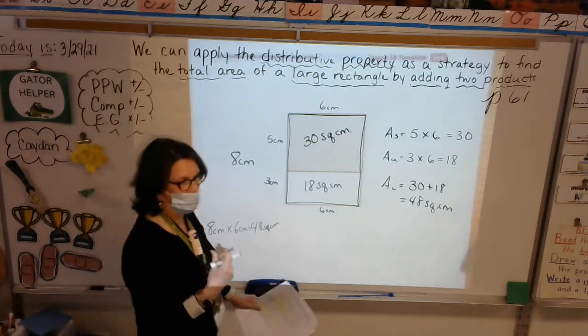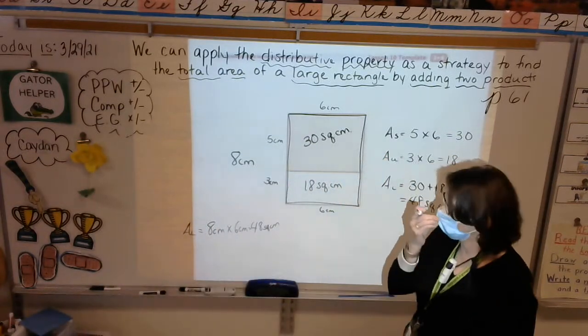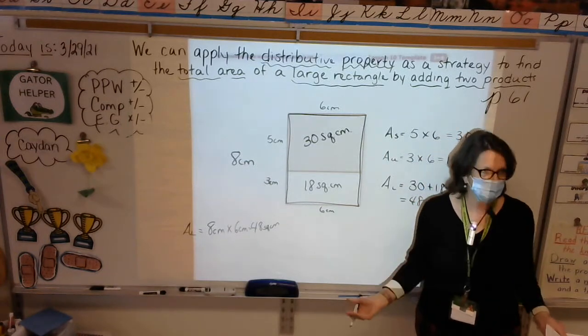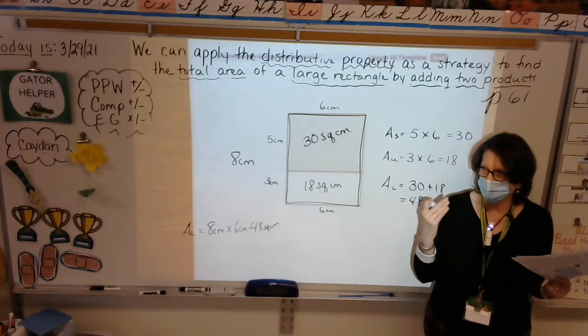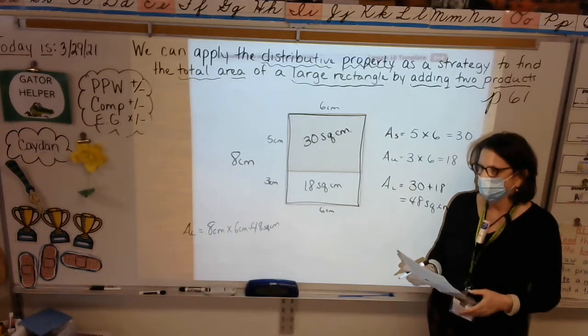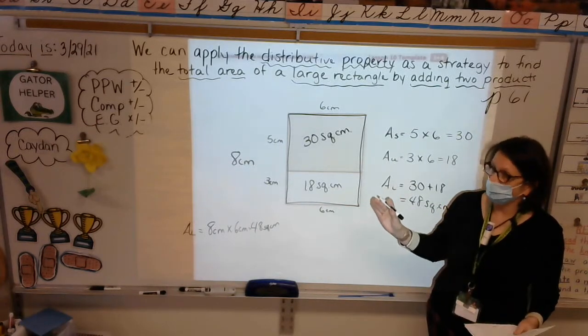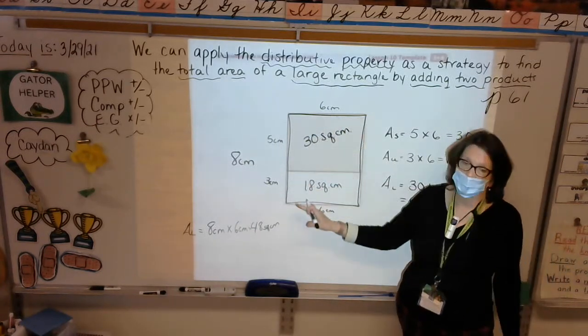All right, let's come back together. So what does the 48 represent? Who have I not heard from? Aubrey. 48 represents, very good, the whole entire rectangle. So how did we find the area of this whole entire rectangle?